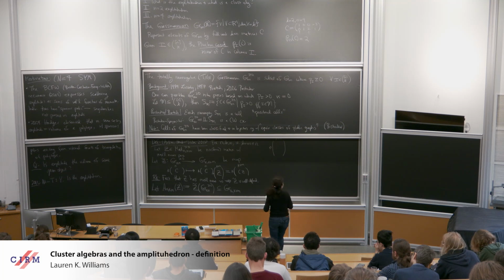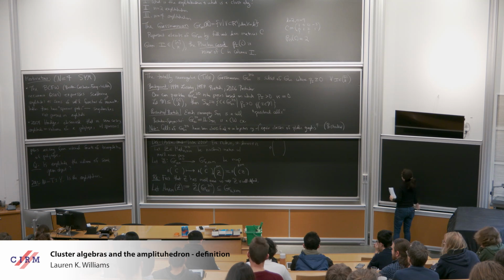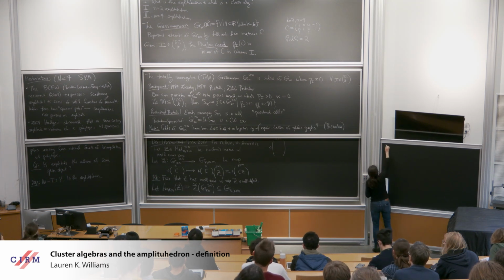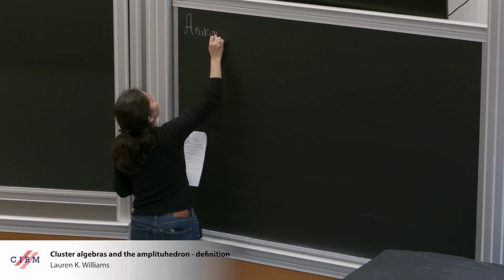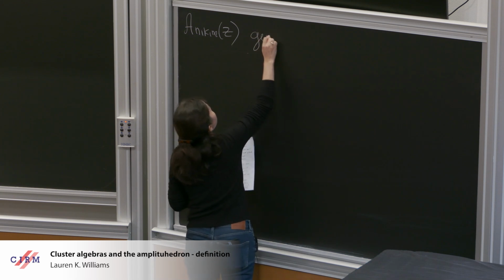Okay, so now let me talk about a few examples. One point I want to make is that the amplituhedron generalizes lots of nice objects.